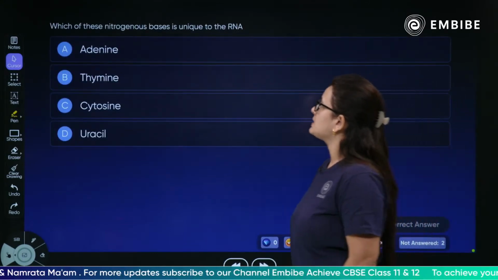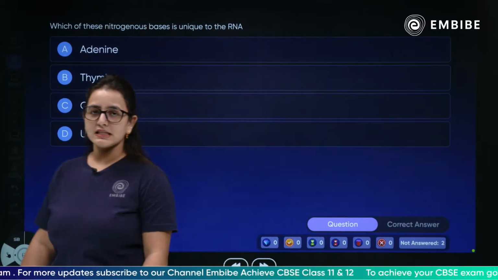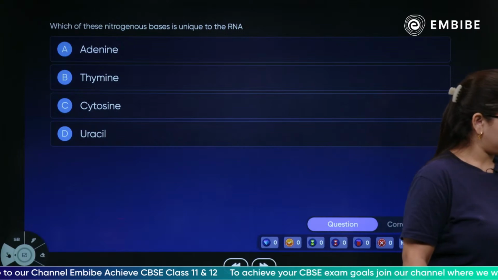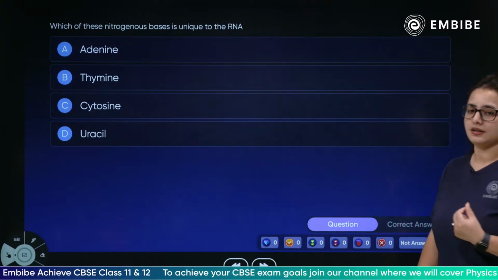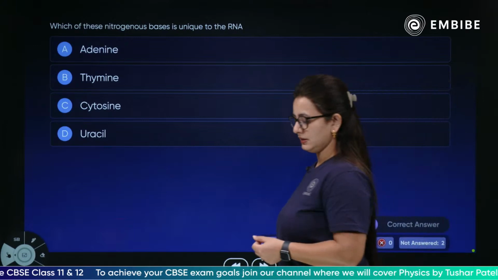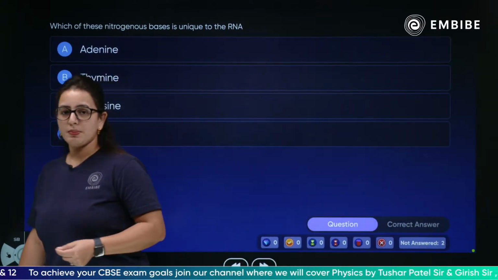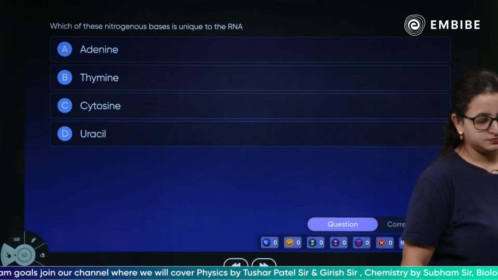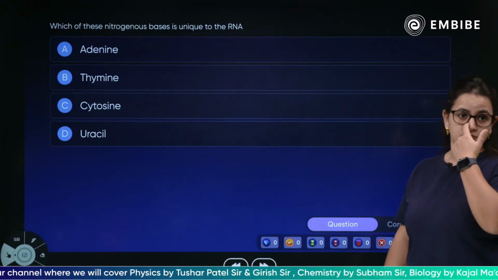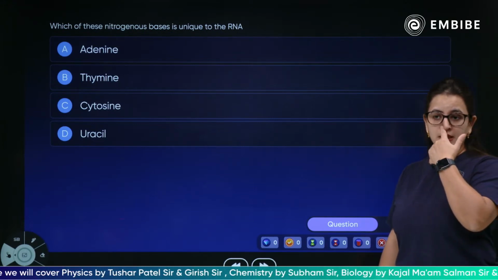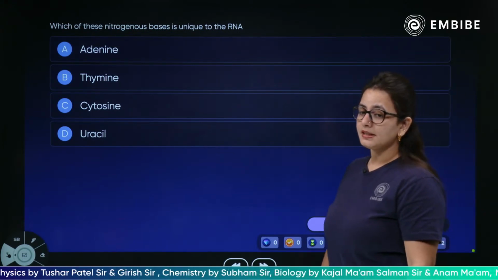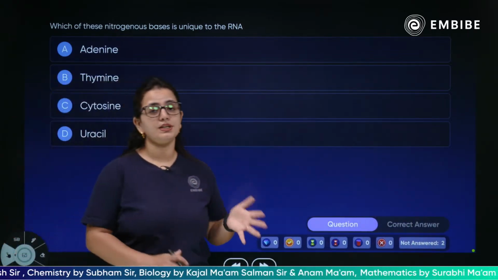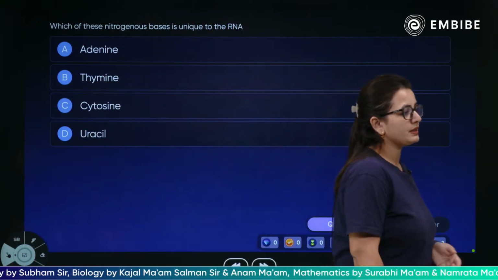Which of these nitrogenous bases are unique to the RNA? What do you think is unique to the RNA? Adenine, thymine, cytosine, uracil. Which among them is unique to the RNA? Which is present in the DNA but absent in the RNA, and which is present in the RNA and absent in the DNA. What could be the answer?